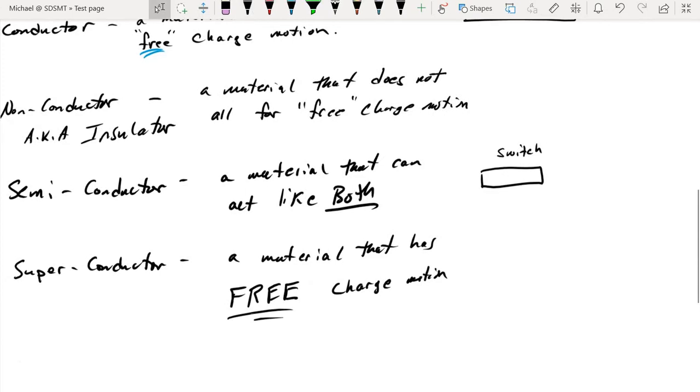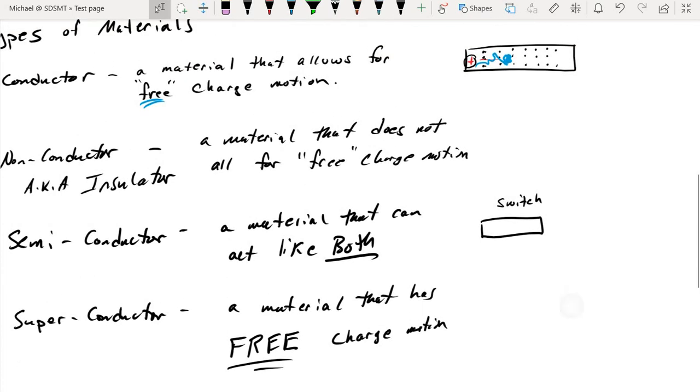Well, how can we have a material that allows for absolutely free charge motion? Well, if we go back up to the diagram here where we have our charge that's trying to get through this gauntlet of other atoms, how can we reduce the amount of interactions that that charge has with those other atoms? Because otherwise we end up bouncing around until we get out to the other end. So how can we allow this charge to move straight through the material completely unhindered?